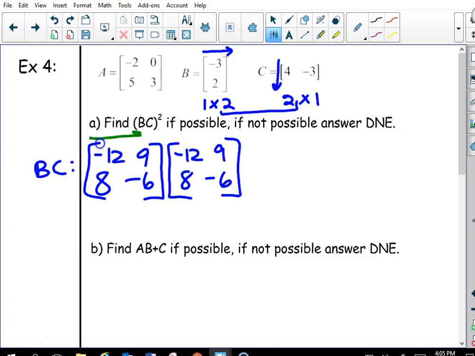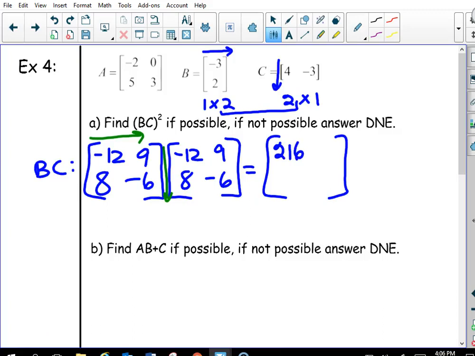Reminding myself how this goes. Because these are both 2 by 2 matrices, my answer matrix is also going to be a 2 by 2 matrix. So negative 12 times negative 12, oh boy, these numbers got big, is 144. And I'm going to add that to 9 times 8, which is 216.